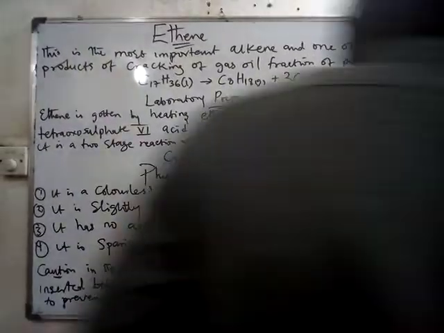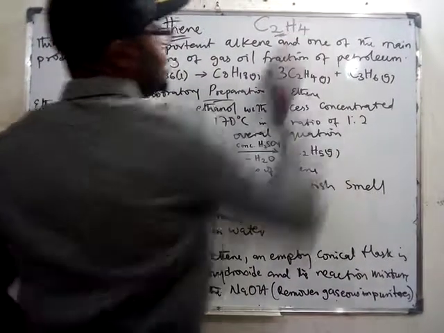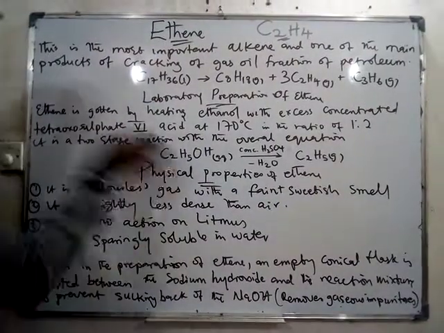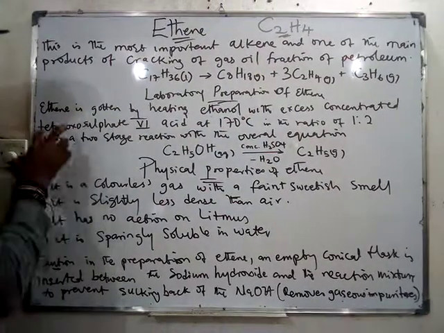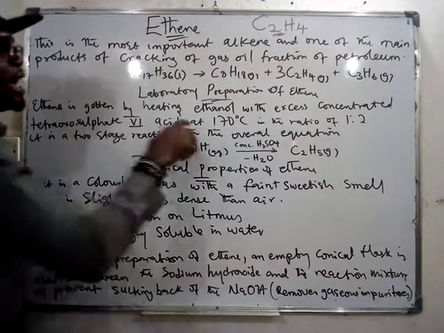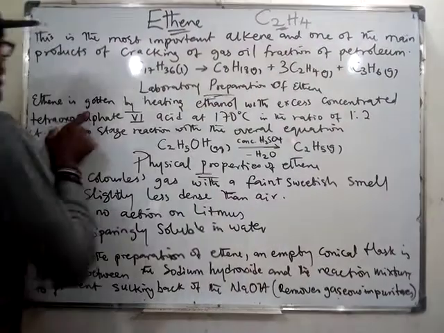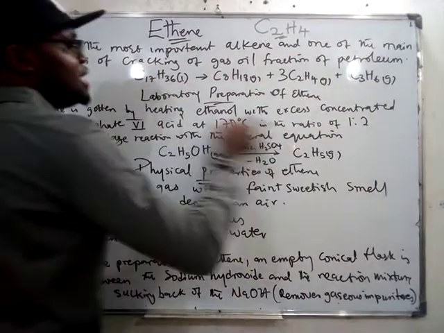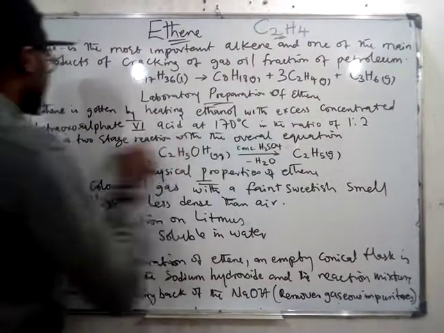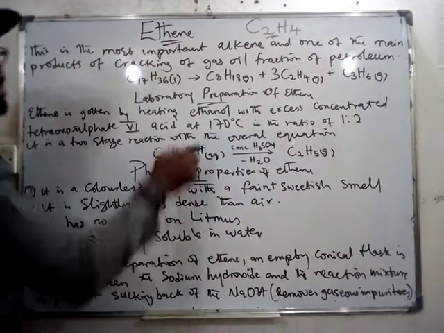Now, how do we produce this ethene in the laboratory? First of all, we know that ethene is C2H4. That's the molecular formula of ethene. How do we get it in the lab? We get ethene by heating ethanol with excess concentrated tetraoxosulfate VI acid at a temperature of 170 degrees. And this ethanol and acid have to be mixed in the ratio of 1:2. So you have 1 mole of ethanol mixed with 2 moles of tetraoxosulfate VI acid.